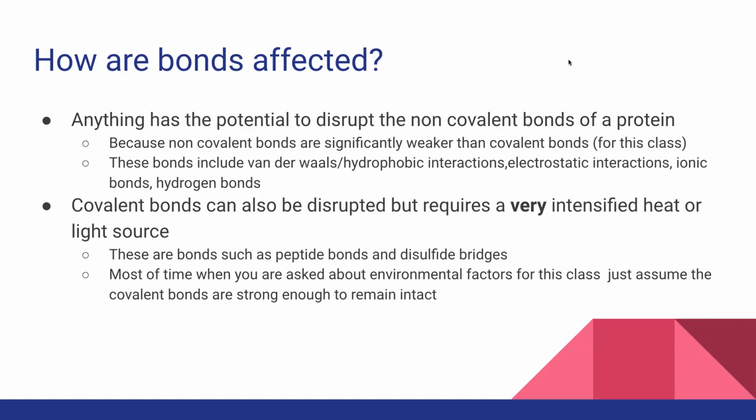All of these factors are most likely going to impact your non-covalent bonds. That's because, as John talked about in this class, we consider covalent bonds to be the strongest. So these environmental factors are going to disrupt your non-covalent bonds, which includes all the bonds that we've been talking about: your hydrophobic interactions, your ionic bonds, and your hydrogen bonds. For covalent bonds to be broken, you're going to need very, very intense heat or very, very intense light. So most of the time, we're not talking about the disruption of covalent bonds, we're talking about the disruption of other bonds.